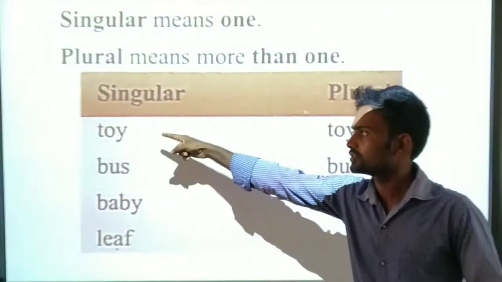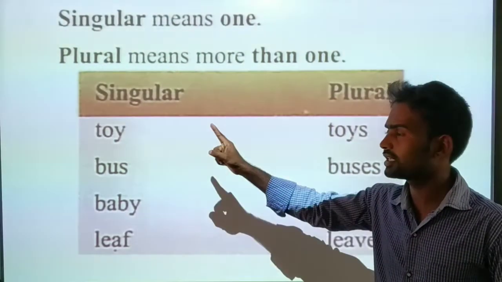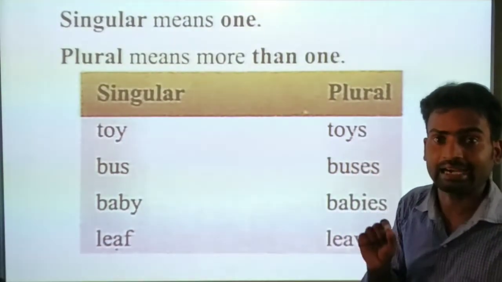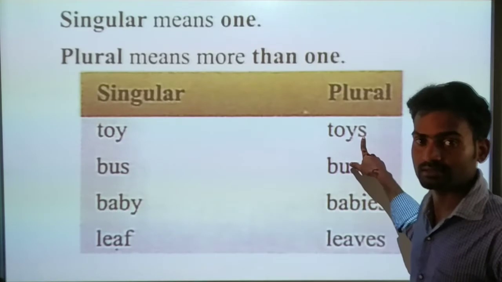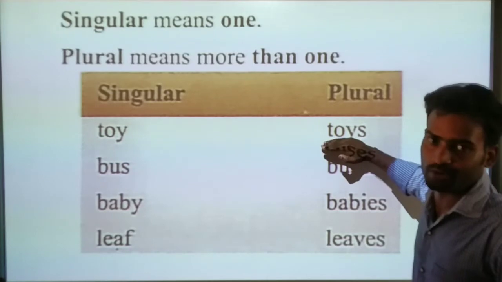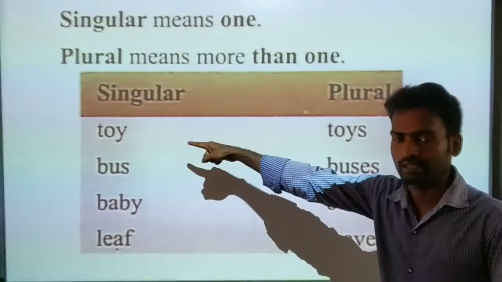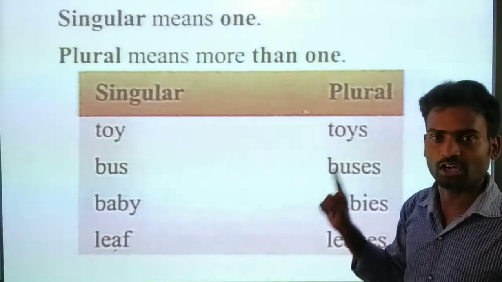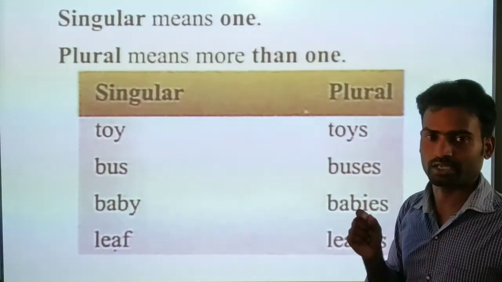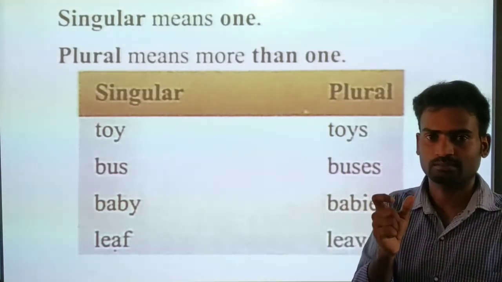Spelling. This is the spelling T-O-Y. Toy. Singular. Plural. T-O-Y, and with the toy they add S, so it becomes plural form, which means more than one. In the singular we say toy. Toy means one. When they add S, it becomes plural, more than one toys. By adding S, the word becomes plural, more than one.